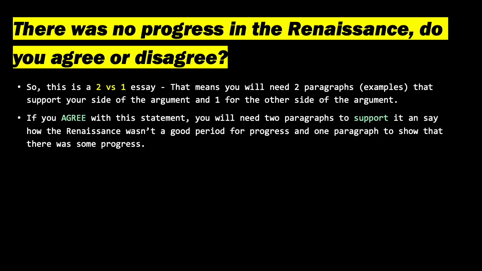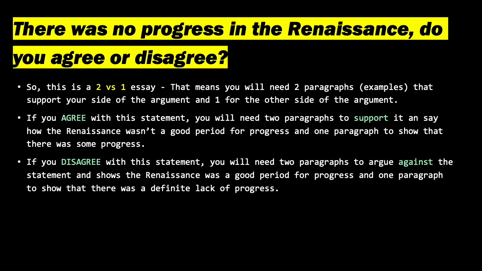All right, so in this case, if you do agree with this statement that there was no progress, you will need 2 paragraphs to support that and say how the Renaissance was not good for progress, and you need 1 paragraph to show that there was some progress. On the flip of that, obviously, if you disagree with that statement, then you will need 2 paragraphs to argue against it, so why the Renaissance was a good period for progress, and then you'll just need 1 to show that there was a definite lack of progress.